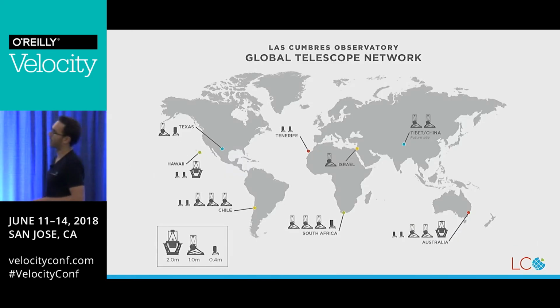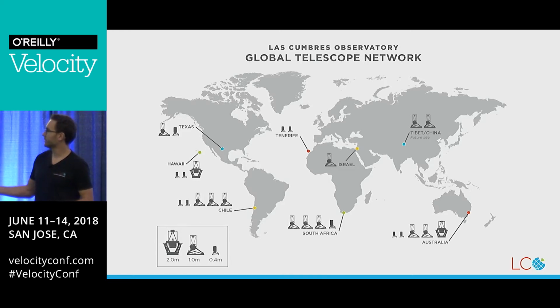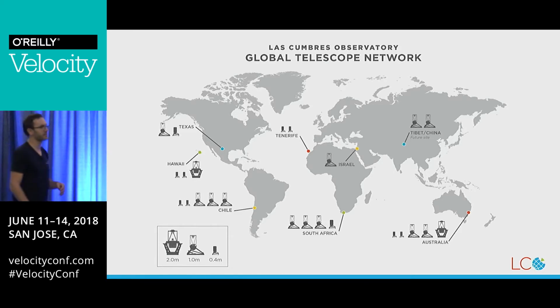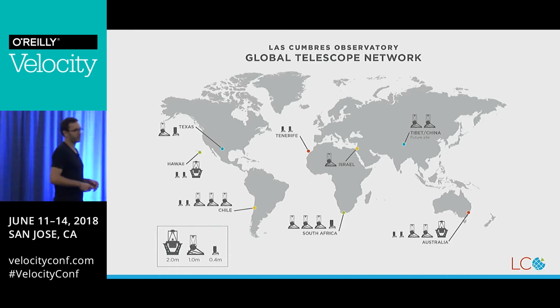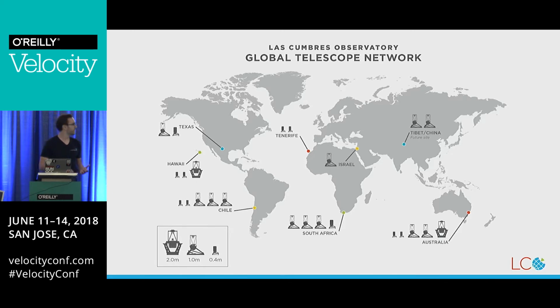So here's a little map of all of our telescopes around the world. The legend down here shows that we have 2 meter, 1 meter, and 0.4 meter telescopes. So we have those at sites in Texas, Hawaii, Chile, South Africa, Tenerife in the Canary Islands, Israel, and Australia. We currently have 25 telescopes around the world, with 5 more being added at existing locations over the next couple years. And then over here in Tibet, we have 2 more telescopes that will be added as funding allows, hopefully, over the next couple years.